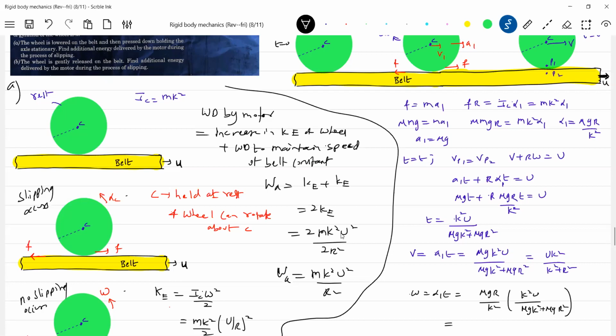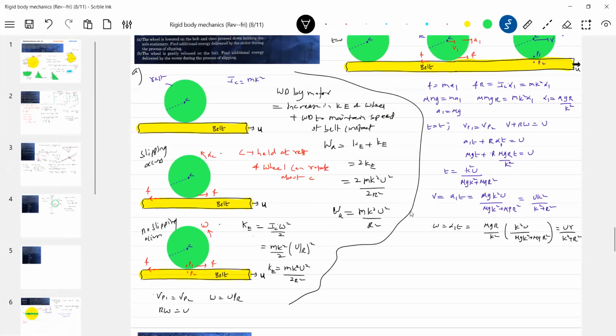Mu g here also will get eliminated. So we'll get only u, I think, here. UR by k square plus r square. Okay, this we know omega. So then the kinetic energy of the wheel when no slipping occurs.